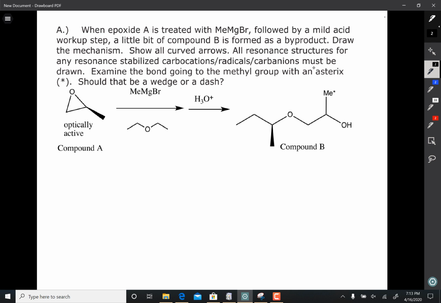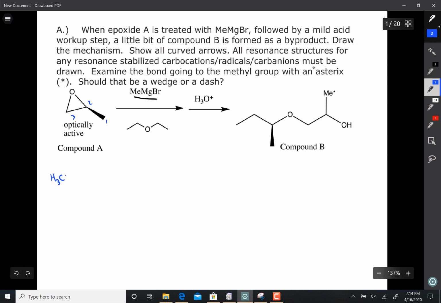If we take a look, compound B has quite a few carbons. Compound A has 1, 2, 3 carbons. Compound B has 6 carbons. Actually, 7 carbons. Makes it worse. So, first thing to do, you can try to figure out the carbon situation. You can also start by going with what you know. Methyl magnesium bromide. That's a Grignard.